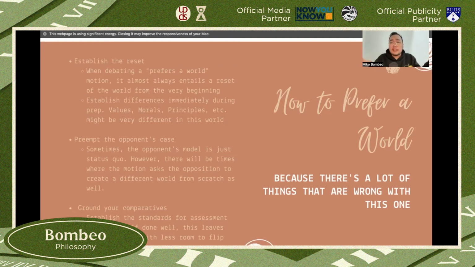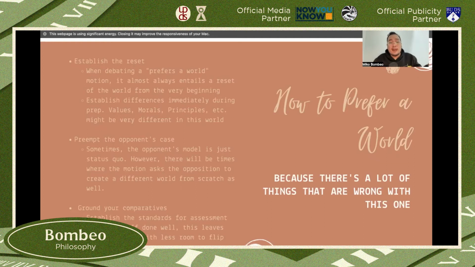And if they don't create it, if they stick with status quo, then you can call them out and say that's not the burden that you're supposed to be fulfilling. You're supposed to create a different world with Y values, as opposed to our world that we also created with X values. And what that does is generally just provides you with a clearer setup and also a clear foundation for your comparatives, which is the third thing that you have to think about and you have to prep for in preferential world motions. So when you have your comparatives, you need to establish these standards for assessment a little bit more concretely.